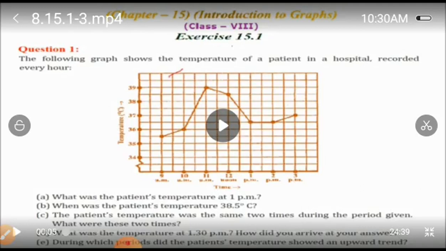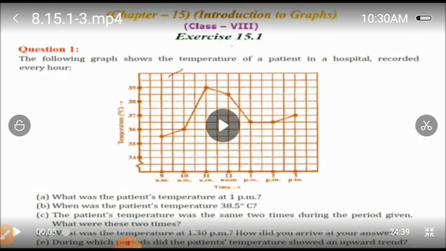Introduction to graphs. Dear students, we already completed our introduction sessions of graphs. You may have seen that video. Now today we are going to discuss the exercises 15.1, 15.2 and 15.3. My dear students, three exercises are given here. Let's see the first exercise 15.1, question number 1 on your screen.